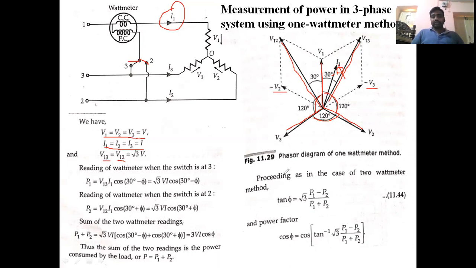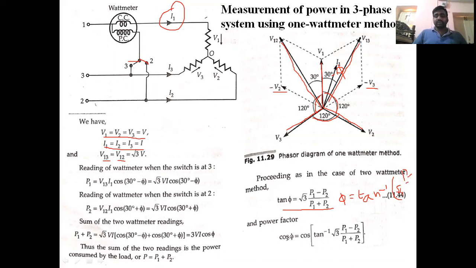So from this point of view, if we proceed in the case of the two wattmeter system, the power factor is given by tan phi is equal to root 3 times (P1 minus P2) divided by (P1 plus P2). If we substitute this in the form of the power factor, what will be the value of phi from this expression? Phi is equal to tan inverse of root 3 times (P1 minus P2) divided by (P1 plus P2).